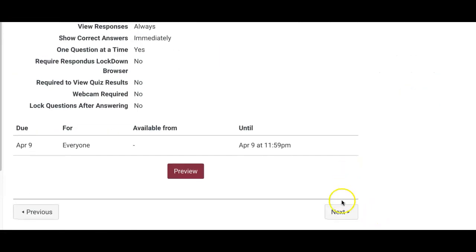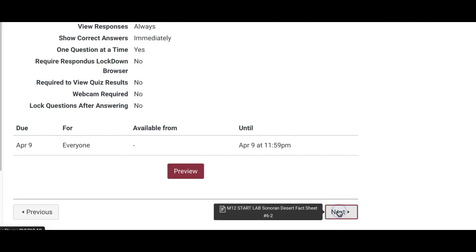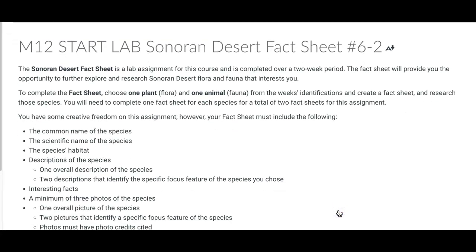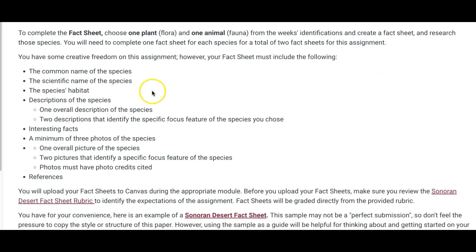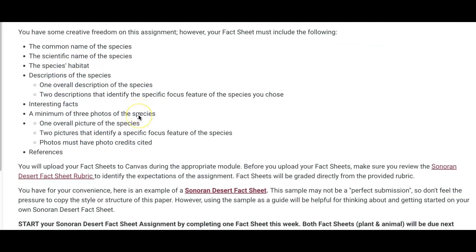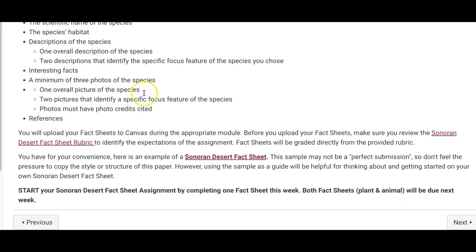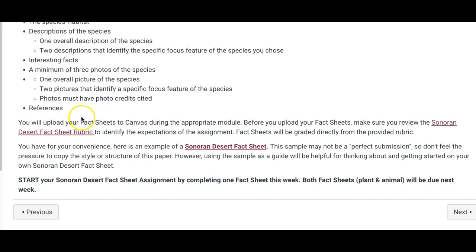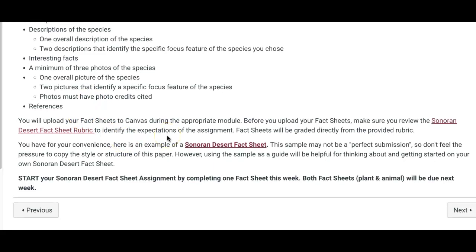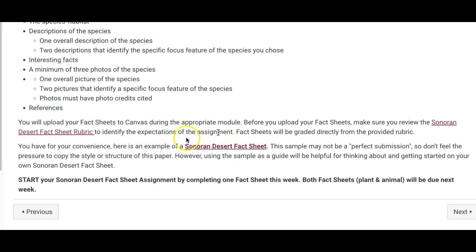You have your identification quiz that you're going to do as well, and then you're going to start on your Sonoran Desert fact sheet number 6. And remember, these are the elements you must include: the common name, the scientific name, the habitat, the description, and then focus features, 2 of those, and then some interesting facts, minimum of 3 photos. Your references need to be included, and you have to include your photo credits.